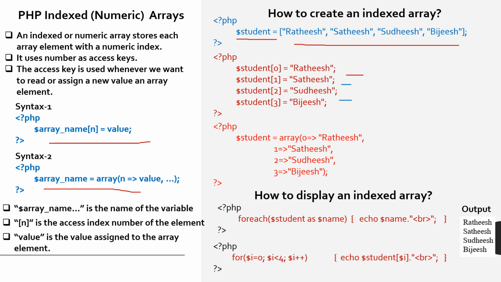Another possible way is using the array keyword. Array of index pointer to Radish. This way also we can assign. Again, the second element, 1 pointer to Satish, Pitish, like that you can store. Now we have seen 3 different methods. The next step is how to display the indexed array.